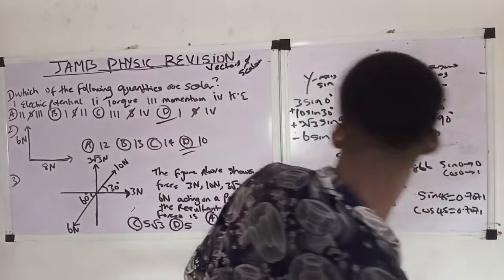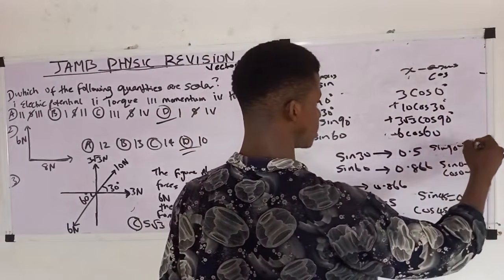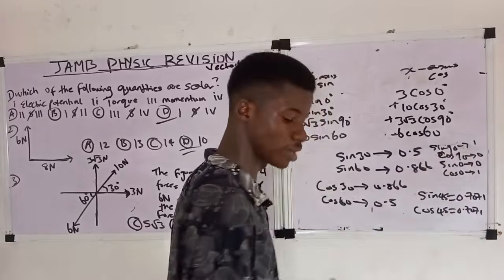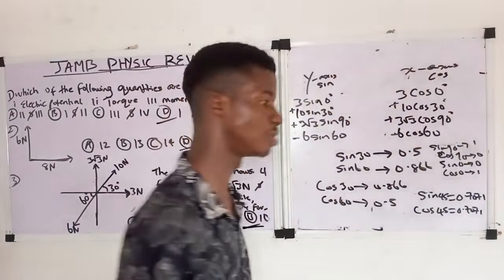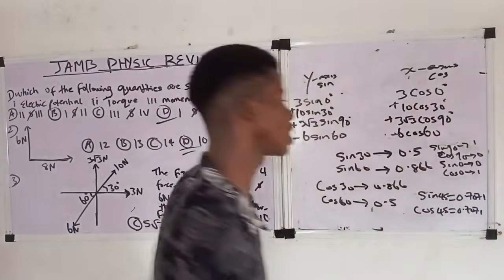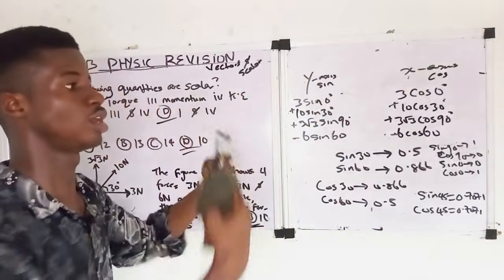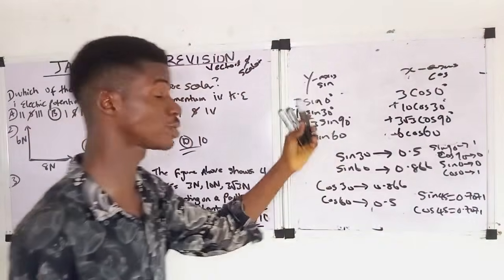Then another thing to take note of is that sine 90 is 1, then cos 90 will be what? Will be 0. So it's very important. Cos 90 will be 0. So please take note of all this, because usually the calculator does not have angles.